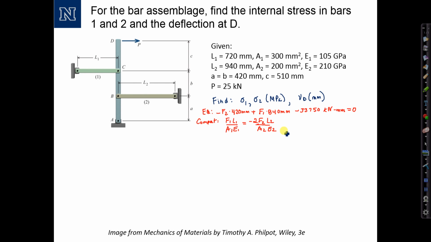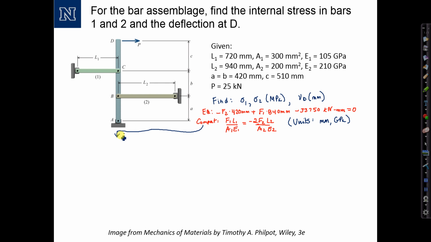So what we're going to do is start with the compatibility equation to find a direct relation between the internal forces F1 and F2 by substituting in the known values for L, the lengths, the areas, and the elastic modulus. We're going to work in the units that are given for length in millimeters and elastic modulus in gigapascals. It doesn't matter too much what we do here as long as we are consistent, because as we will see, the units will cancel out of this equation.